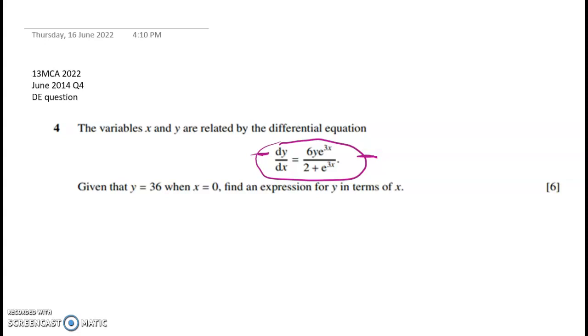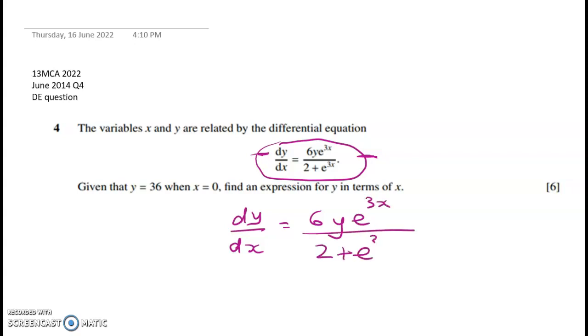So it's just about right, but I'll just write it out first. So we've got dy by dx is equal to 6y e to the 3x over 2 plus e to the 3x. So if I look at this before I get going, I should be able to see that the derivative of this bottom line is going to be 3e to the 3x. And I've nearly got that sitting up here, right? I've got 6e to the 3x sitting up there.